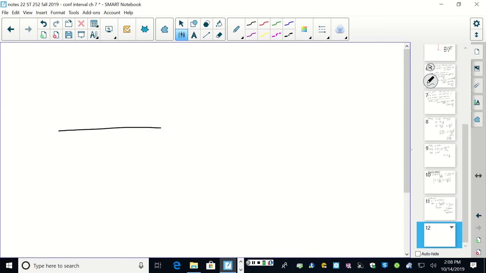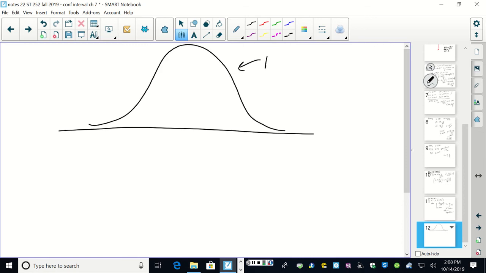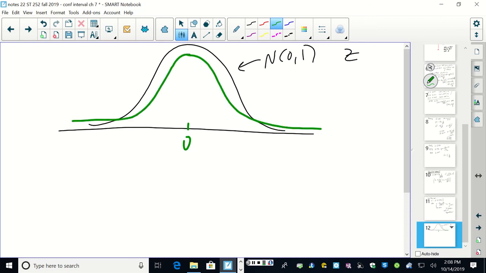But the t is wider. If this is the standard normal, denoted by z, they're both centered here at 0. A t with a smaller number of degrees of freedom is smaller in the middle and bigger on the tails. It's t with something minus 1 degrees of freedom. So there's more probability out in the tails, more area away from the center. So the percentiles to get 95% have to be spread out farther, right?